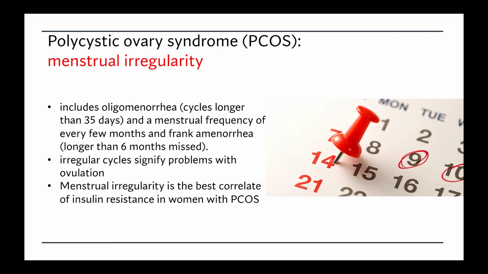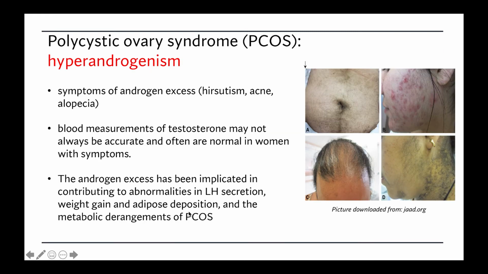Another criterion for PCOS is menstrual irregularity, and this includes oligomenorrhea or frank amenorrhea. Irregular cycles signify problems with ovulation, and menstrual irregularity is the best correlate of insulin resistance among women with PCOS.